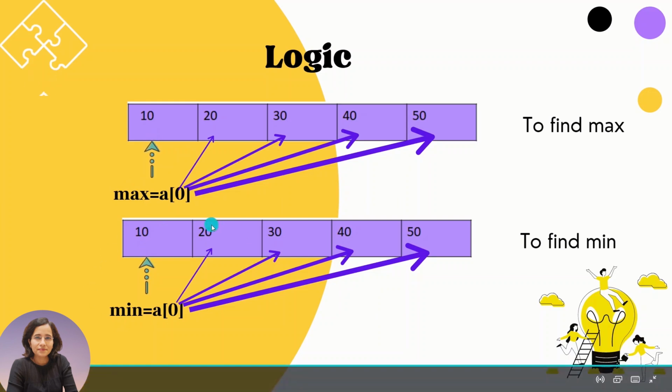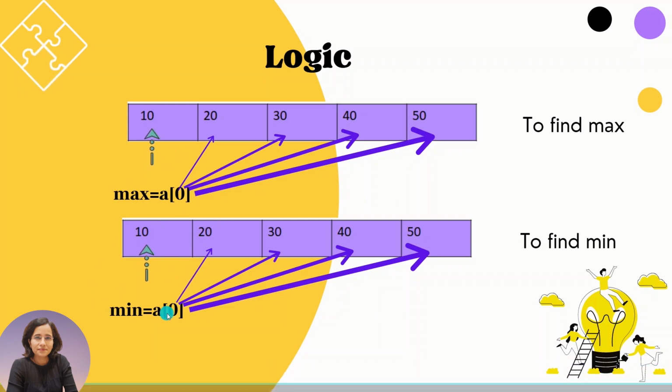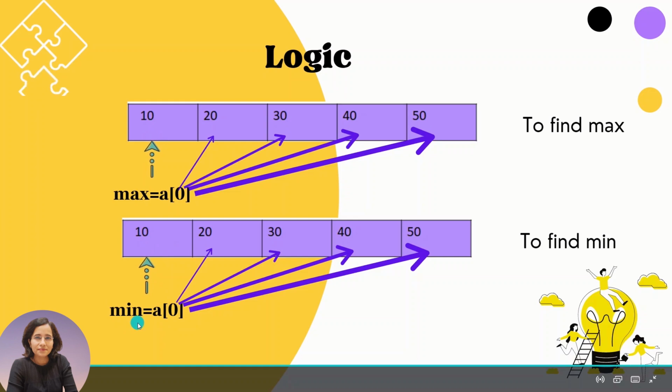A similar logic you can use to find the minimum of the given set. Here in the same way, you have to initialize the first element to a variable minimum, then you have to compare from the second element.